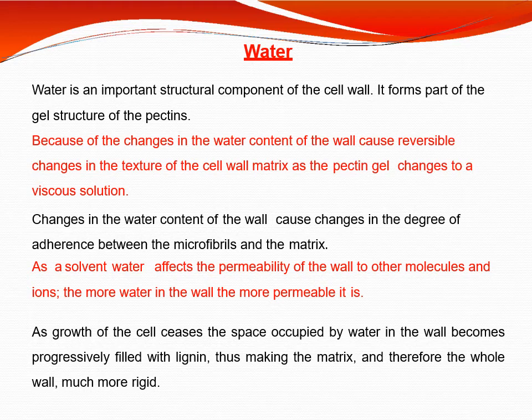Water also forms an important structural component of the cell wall. It forms part of the gel structure of the pectins. Changes in the water content of the wall cause reversible changes in the texture of the cell wall matrix as the pectin gel changes to a viscous solution. Water plays a very important role because it makes the cell membrane and cell wall permeable to different molecules that enter into it.